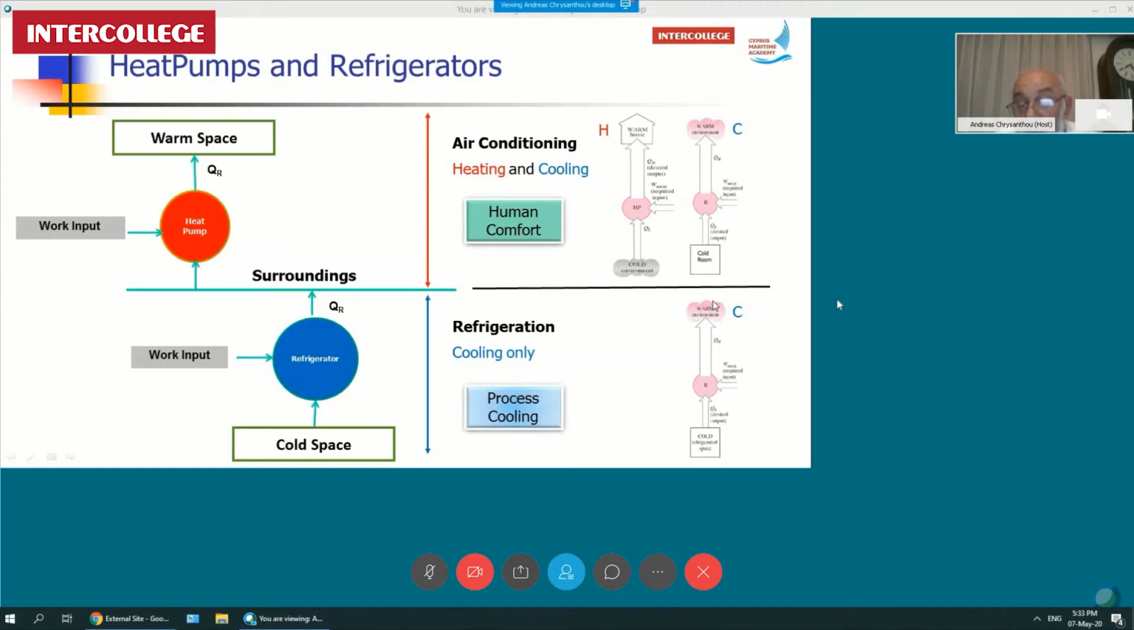throws heat into surroundings. Now, the heating and the cooling modes of the heat pump are the applications of human comfort and air conditioning. In heating, you get heat from a cold environment and pump it into warm houses. Okay, and in cooling mode, we take heat from a cold room and we throw it outside in the surroundings.